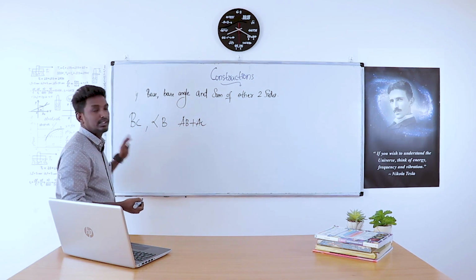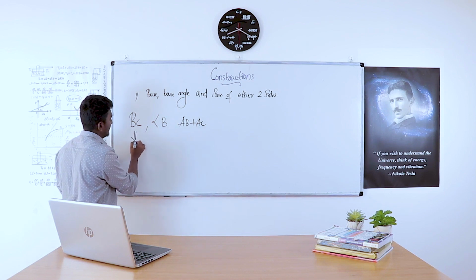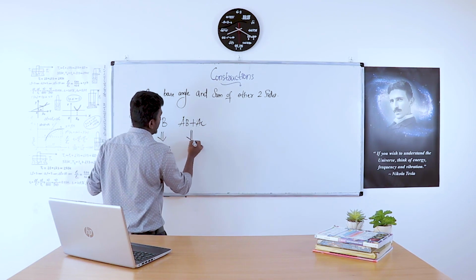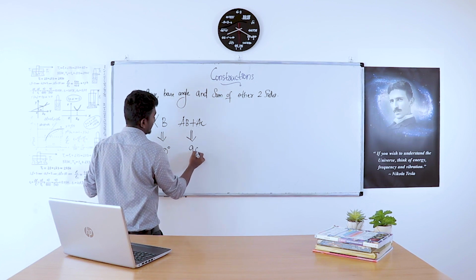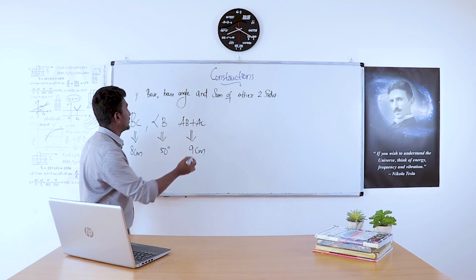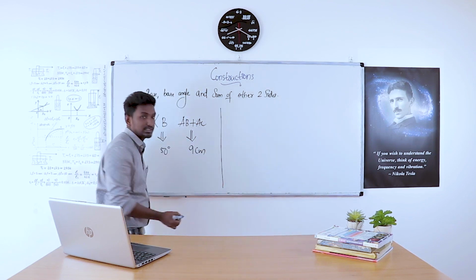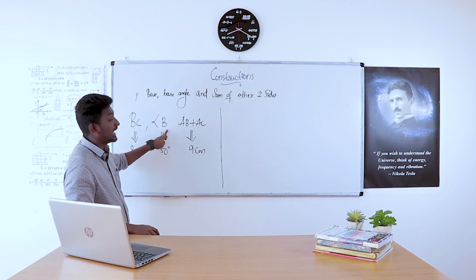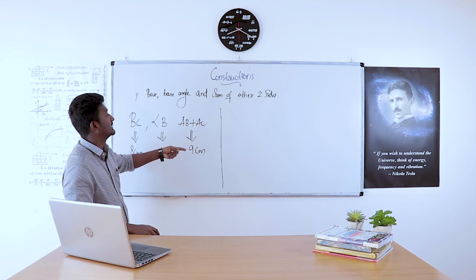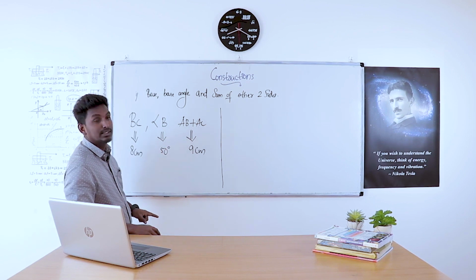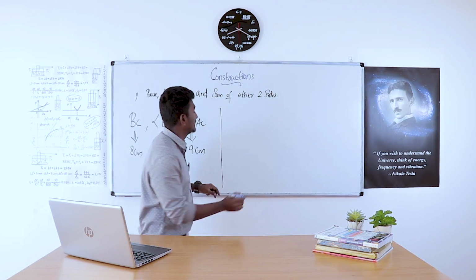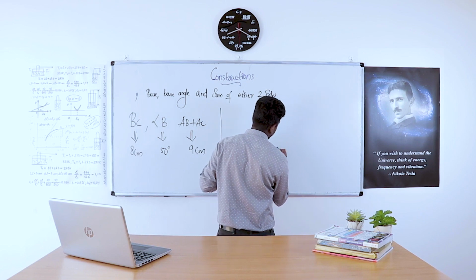Suppose the base BC is given as 8 centimeter, angle B is given as 50 degree, and AB plus AC is given as 9 centimeter. Then how will you draw this triangle? This is the construction method. Base is given, base angle is given, sum of other two sides are given. Step number 1. First step is draw the base. So I am going to draw the base.